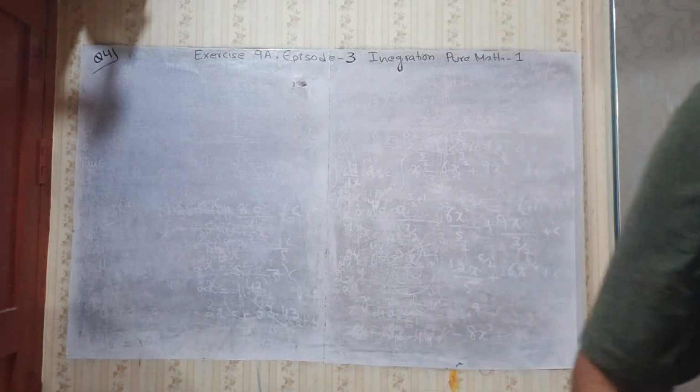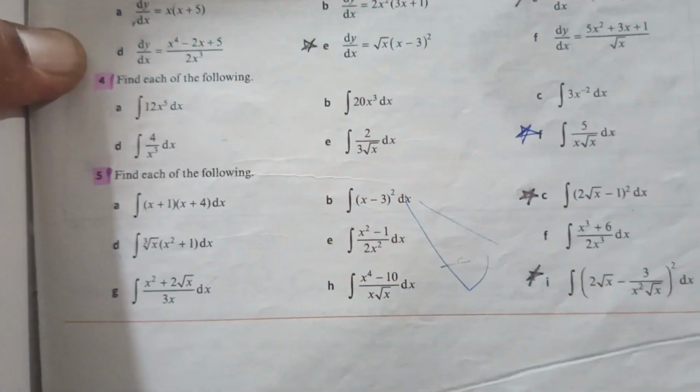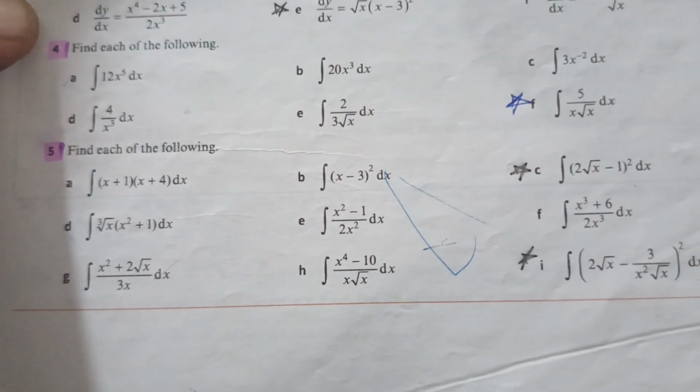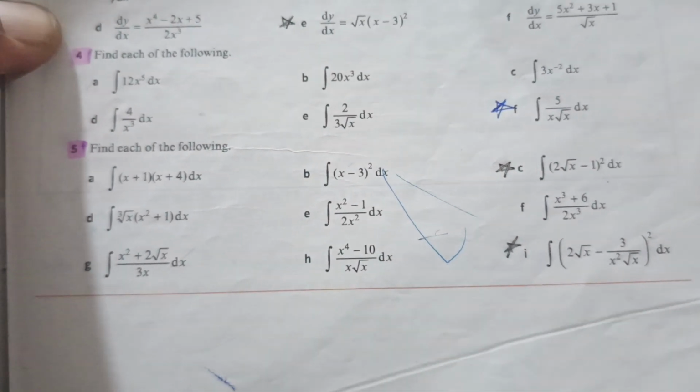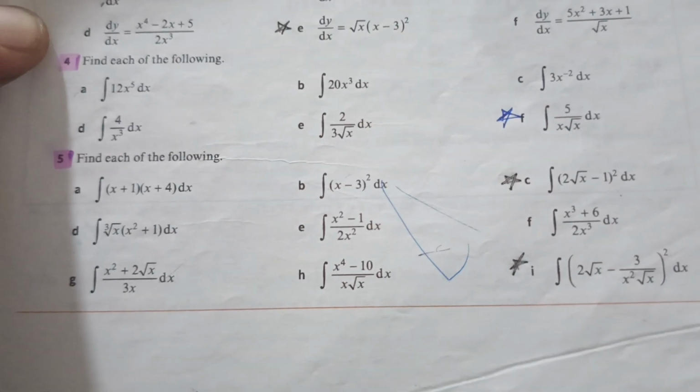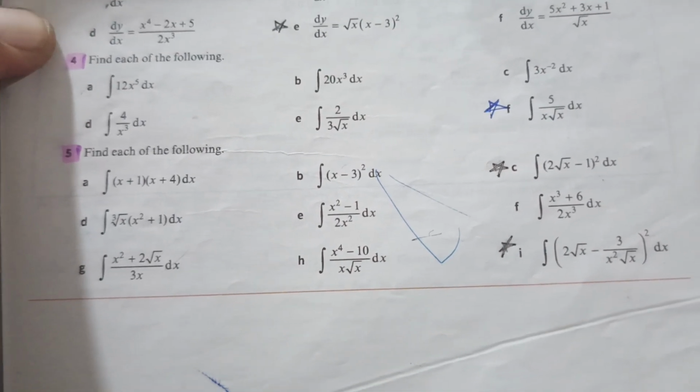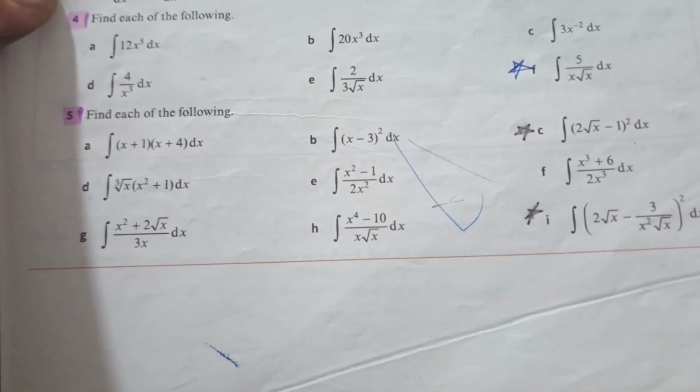We have already done two episodes on this exercise. In our previous episodes, we completed questions 1, 2, and 3. Today in this episode, we are going to start from question number 4 and see how many questions we can do. Let me show you question number 4 and question number 5 on your screen. You can take this photo because we are going to solve them.